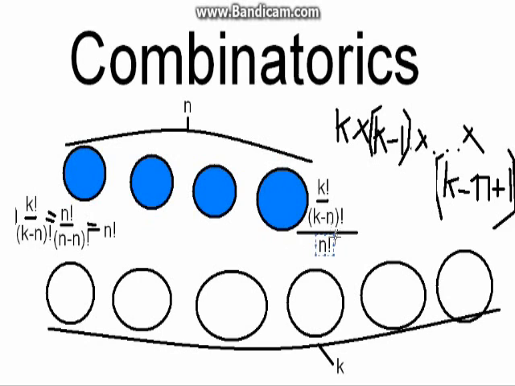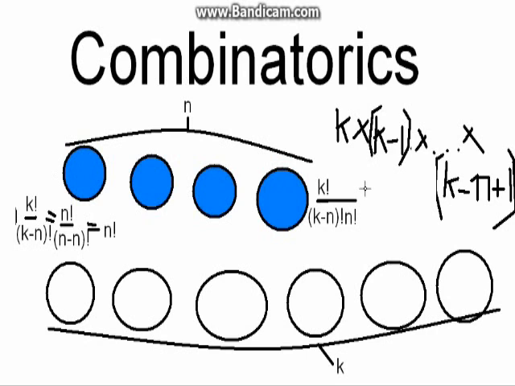So we don't even need this underline. We can just stick the n factorial right here. And there we have it. The amount of combinations is k factorial divided by (k minus n) factorial, n factorial.